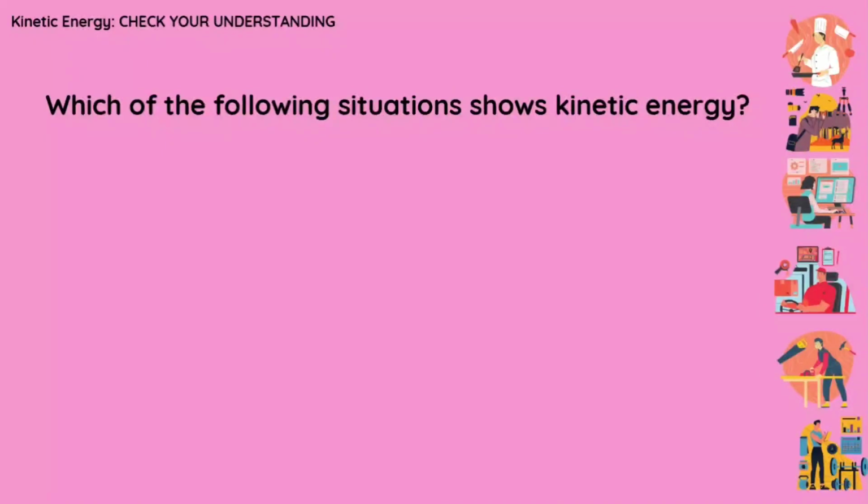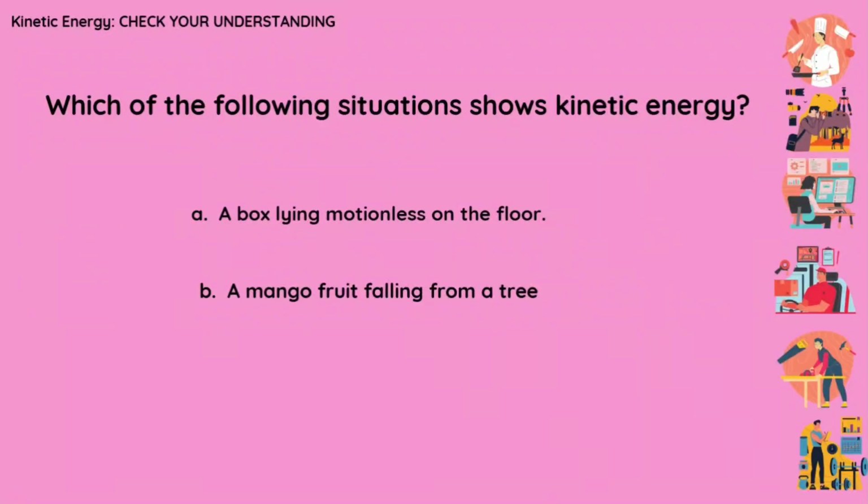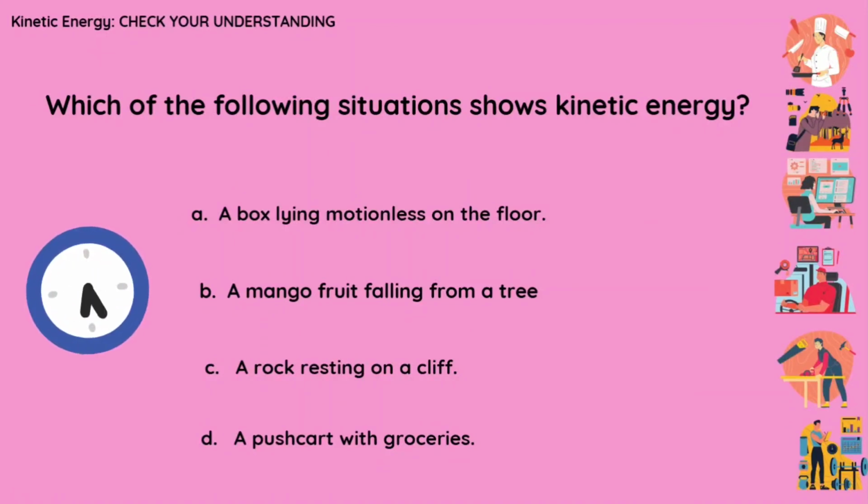Number 1. Which of the following situation shows kinetic energy? A. A box lying motionless on the floor. B. A mango fruit falling from a tree. C. A rock resting on a cliff. And D. A pushcart with groceries. 10 seconds. Write the answer. Write the letter of the correct answer.